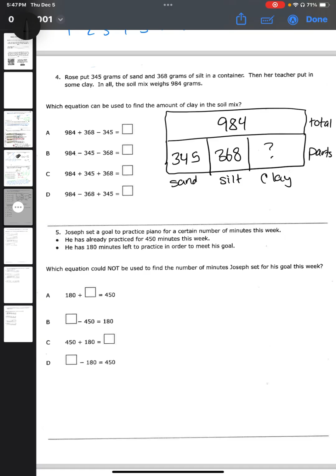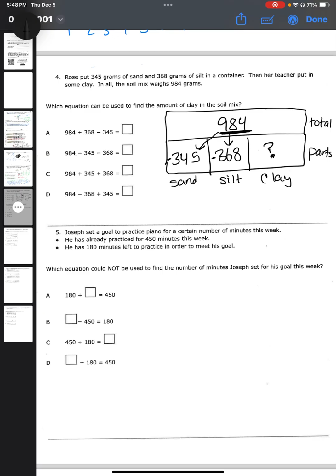So with our total here, to find the missing part, there are a lot of things we could do, but one thing we could do for sure is subtract the parts from the total, and that will give us that missing clay part. At no time should we add a part to the total. If you come across a problem where you're adding a part to the total, that's not correct.